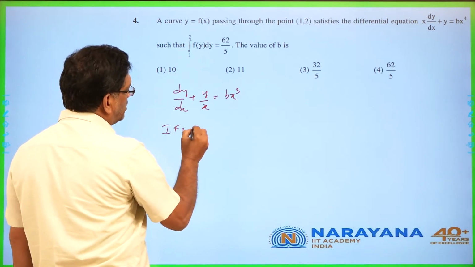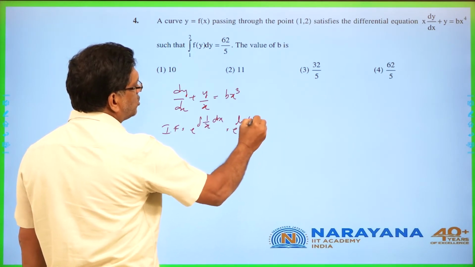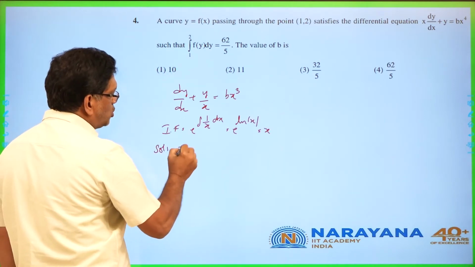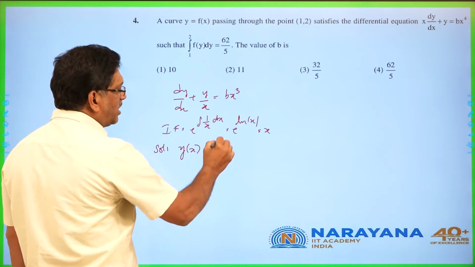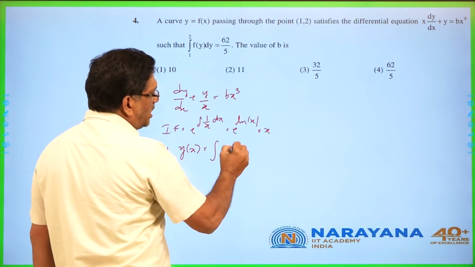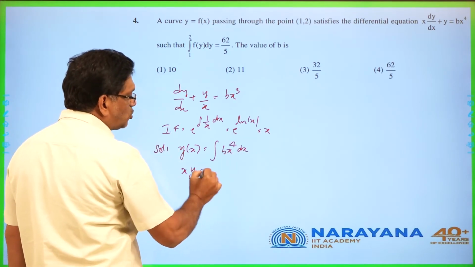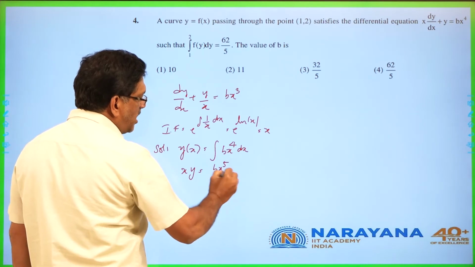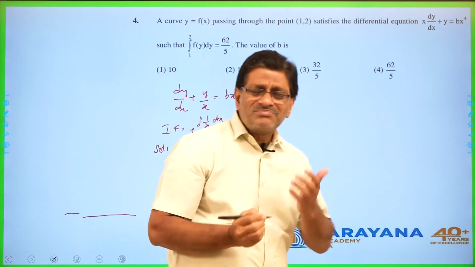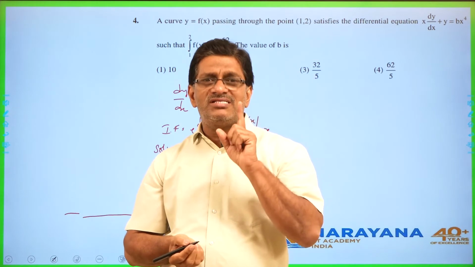Integrating factor is e to the power of integral of 1 by x dx, that is e to the power of log x, that is x. Now we are writing the solution. Y into integrating factor is equal to integration of q into integrating factor. So that is x into y equal to b x power 5 by 5 plus c. Just now we discussed: wherever indefinite integral is there, adding a constant is mandatory.